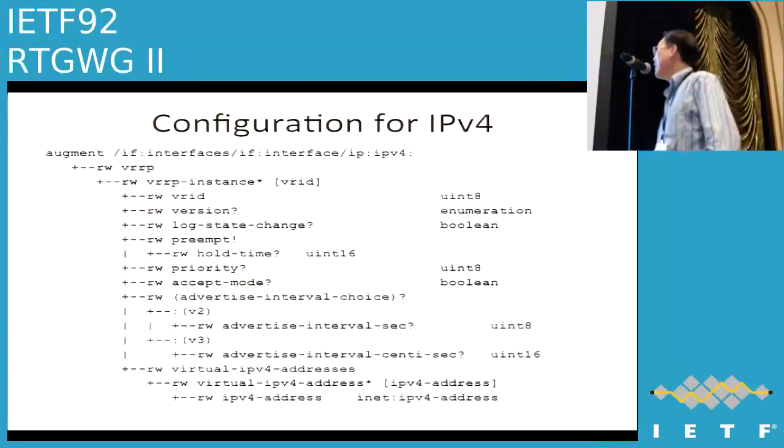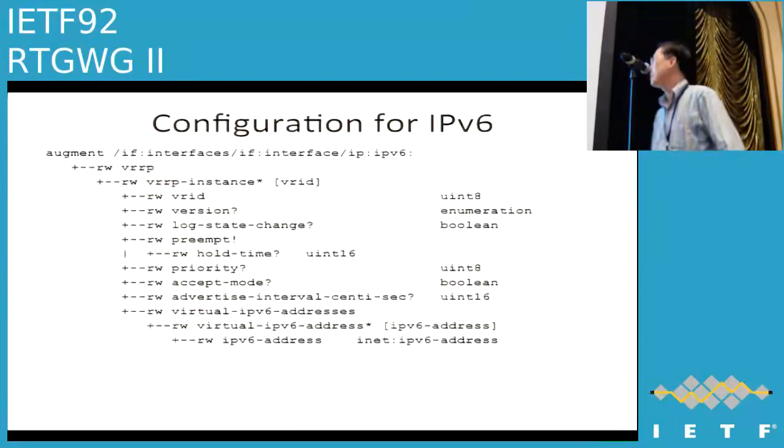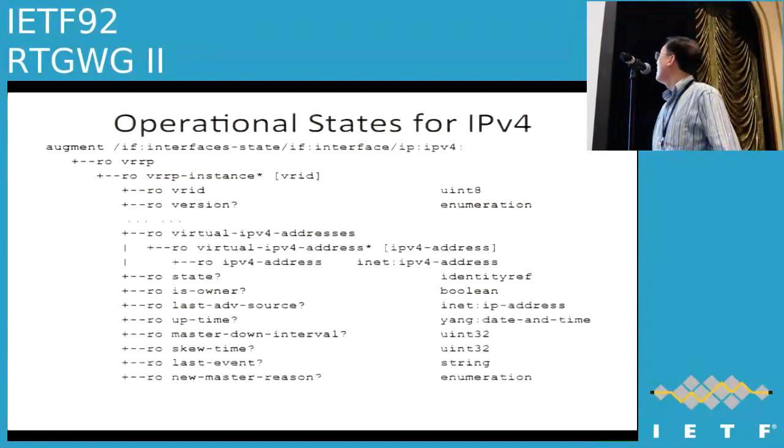Next one. And then here, this is the branch for the state. The state branch provides all the information for the runtime status, and tells you what state these virtual router instances are currently in. You can check whether it is backup, master, or whether this instance is the owner of the address or not.